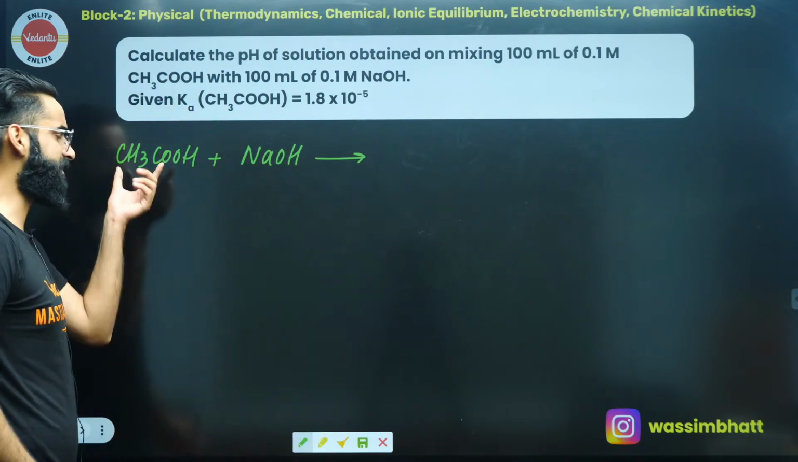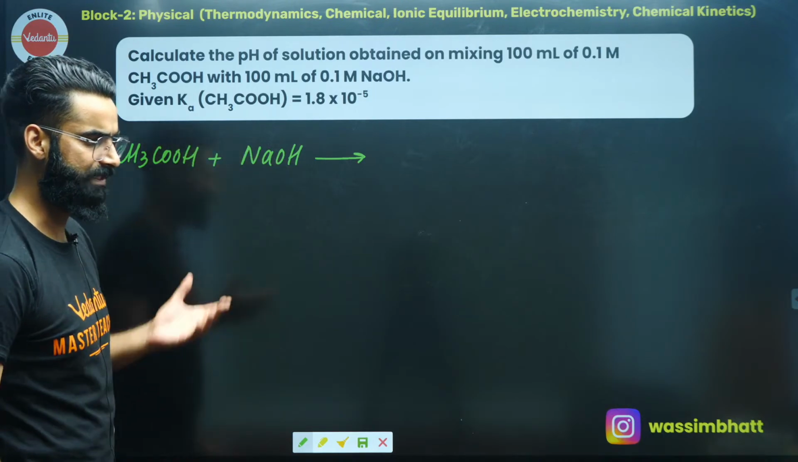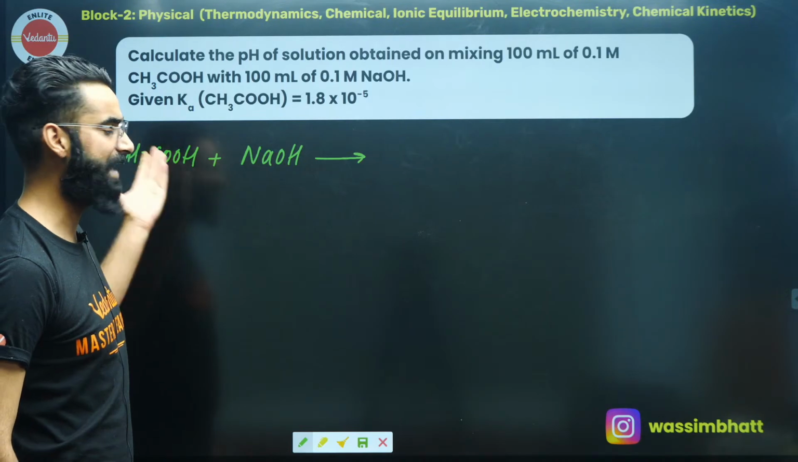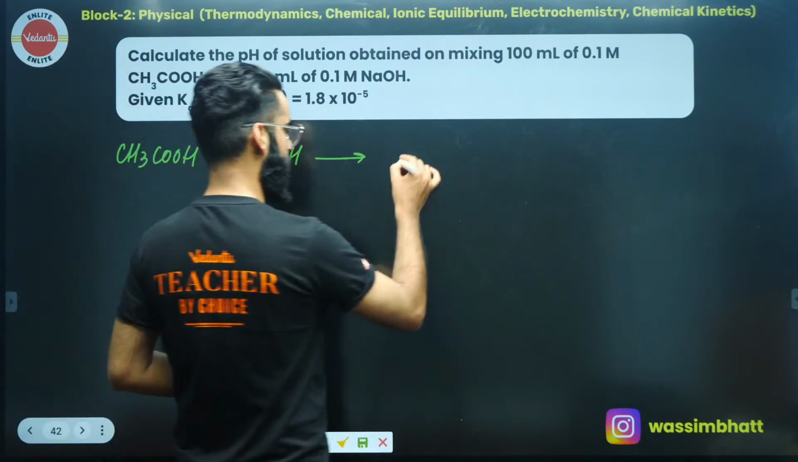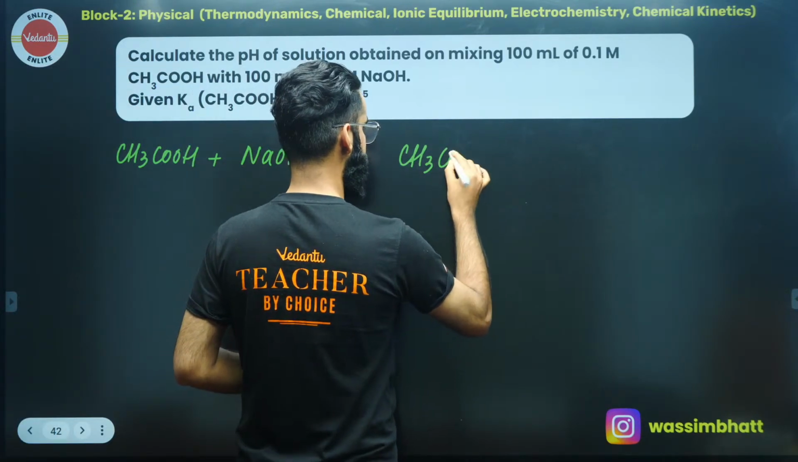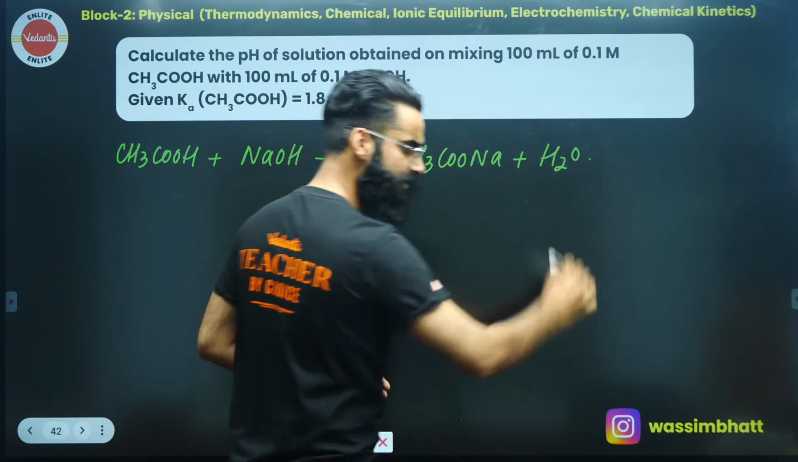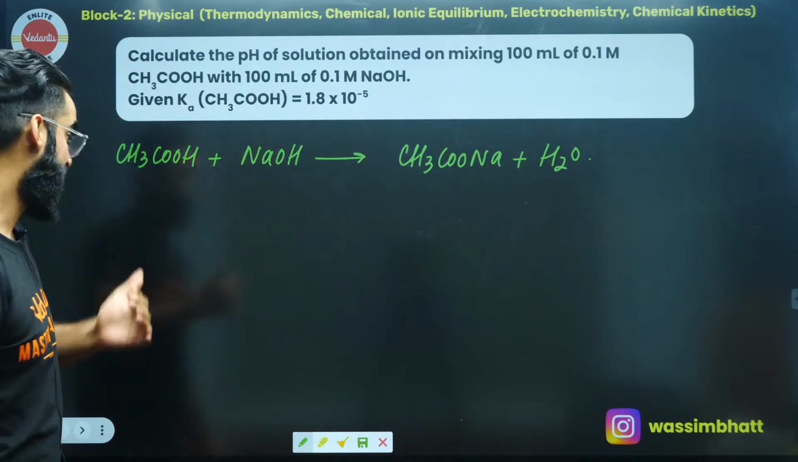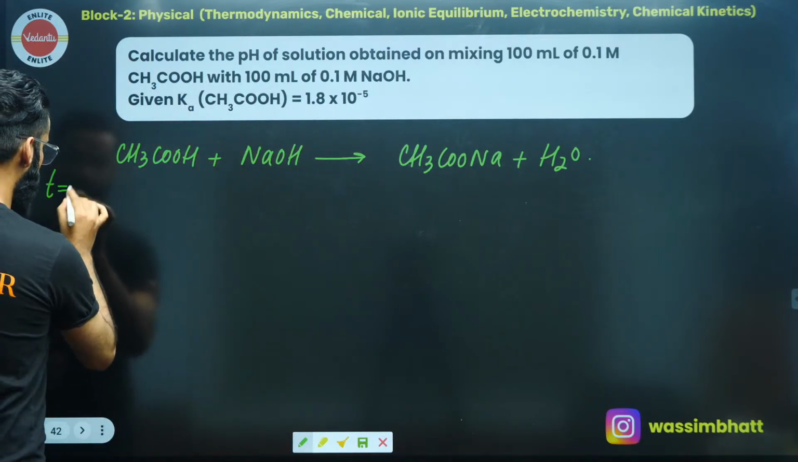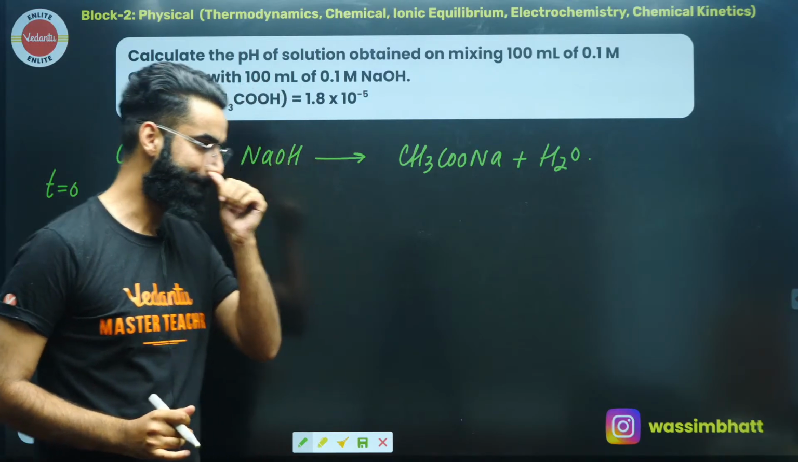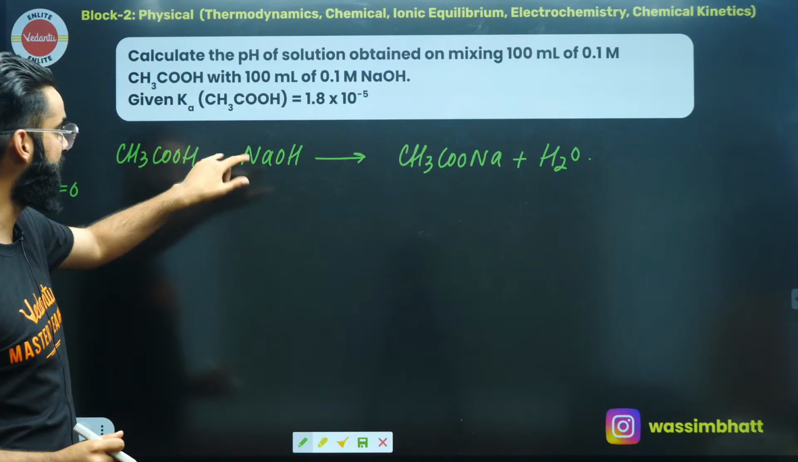So basically, you're mixing acid with a base. This is the case of neutralization. When acid reacts with base, it leads to the formation of salt and water. So the salt is going to be CH3COONa, and with this you'll be writing water as well, right? Now, my dear people, the first thing I'll be doing at time t equal to 0 is calculating the millimoles of acid and millimoles of base.